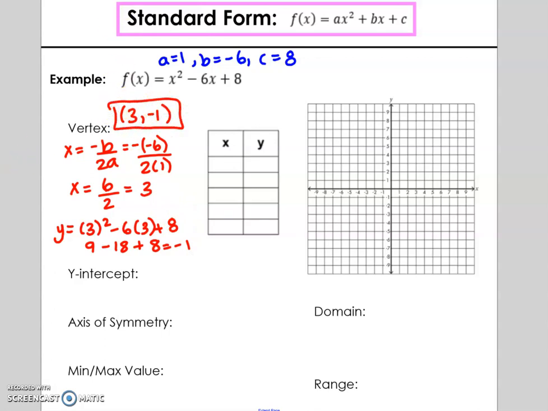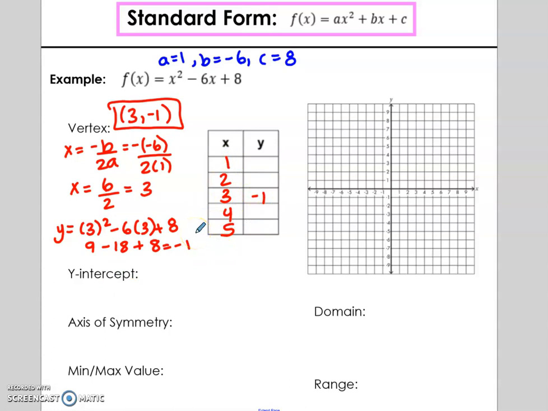Okay, so just like before, we're going to plug this into this chart here right in the middle, 3, -1. So the rest of this problem is pretty similar to what we did with vertex form. The only difference is actually finding the vertex. So I'm going to pick 2 points on each side of the vertex. So I'm going to pick 2 and 1 and 4 and 5.